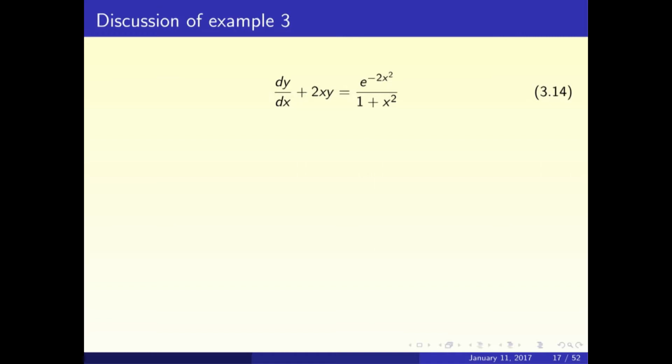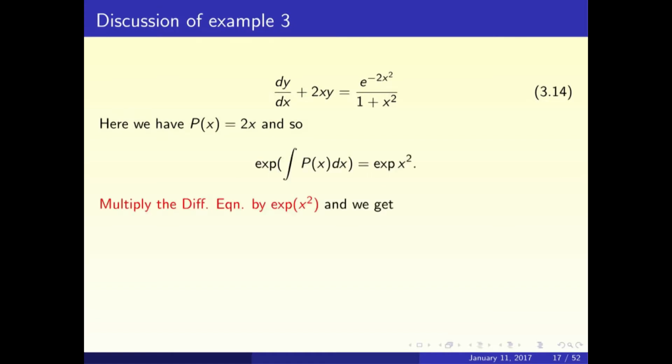It's a linear differential equation. What is your p of x? p of x is 2x. Integral p of x dx is x squared. So exponential of integral p of x dx is exponential of x squared. What's the next step? Multiply the differential equation by e to the power x squared. If we do that, what are we going to get?